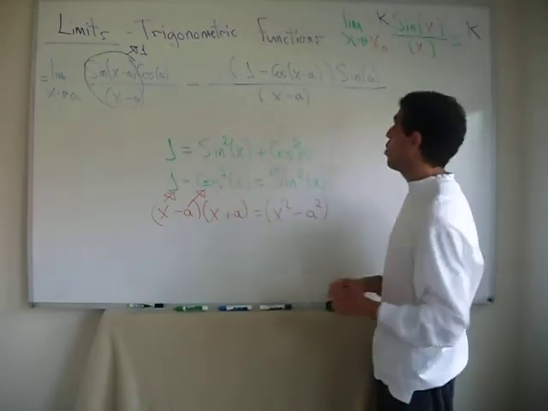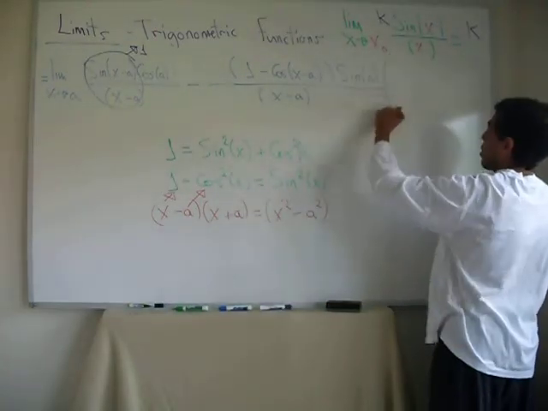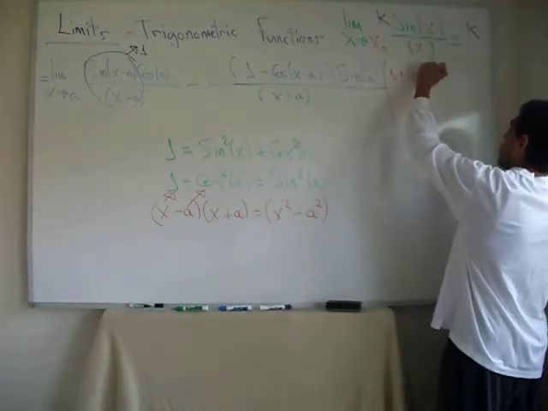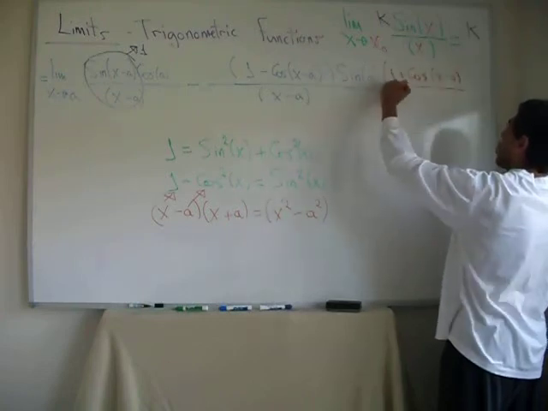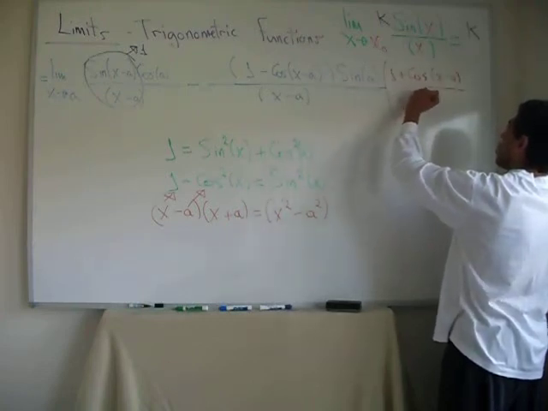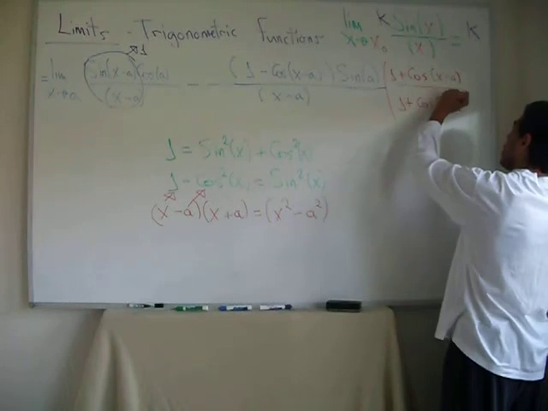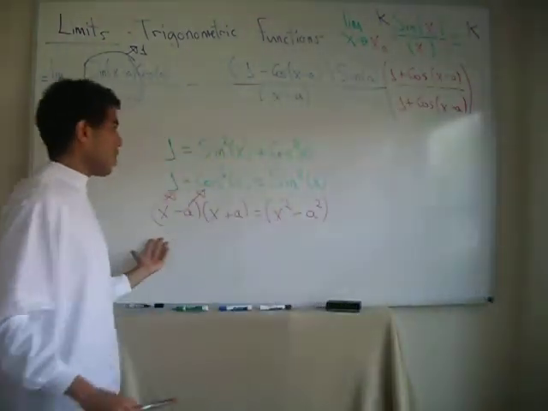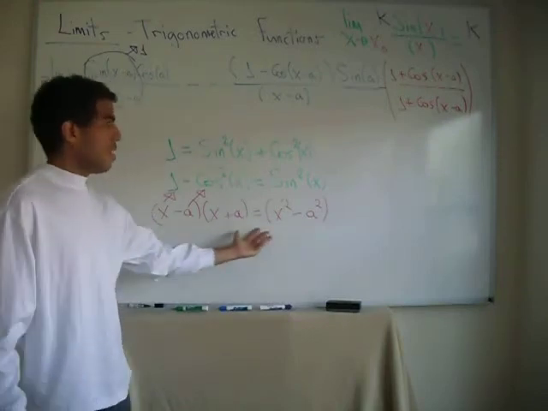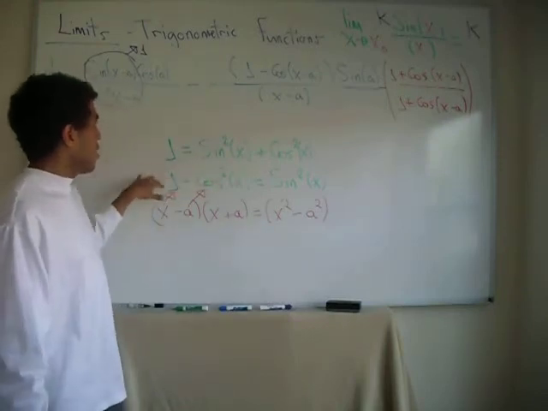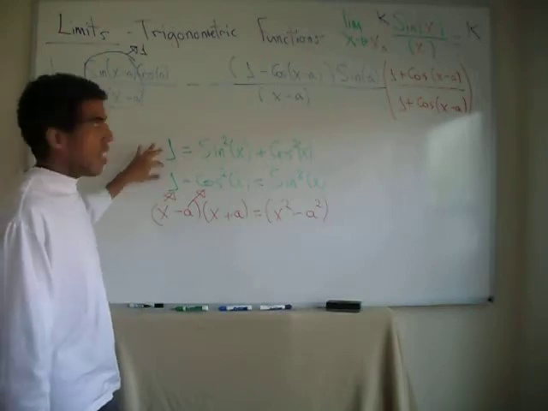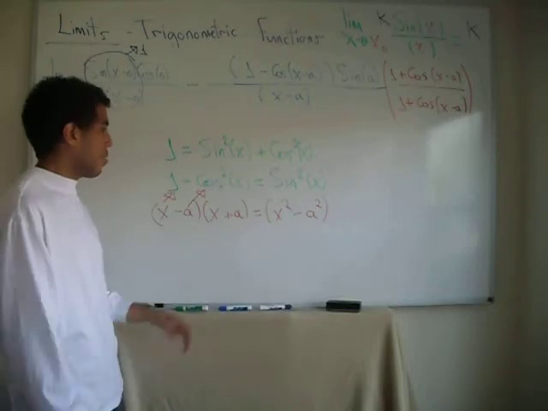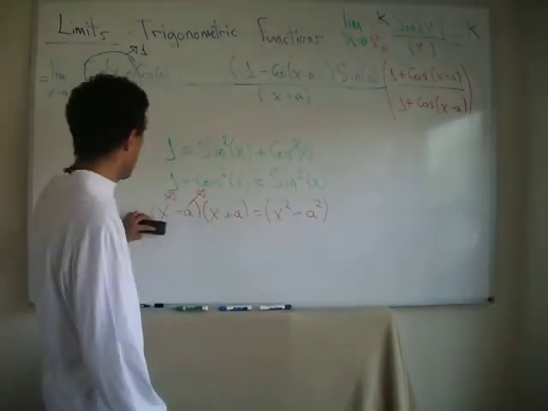So what I'm going to do is multiply by the conjugate, 1 plus cos x minus A over 1 plus cos x minus A. This is again following the property of notable products, so I can get this to look like this, because then I'll have the sin square of the argument. So let's erase this.